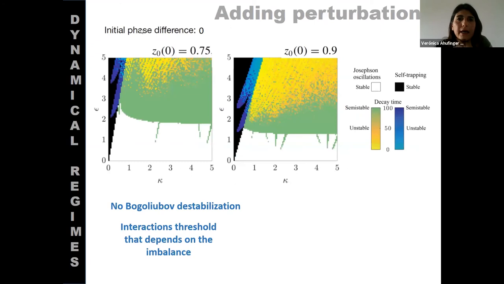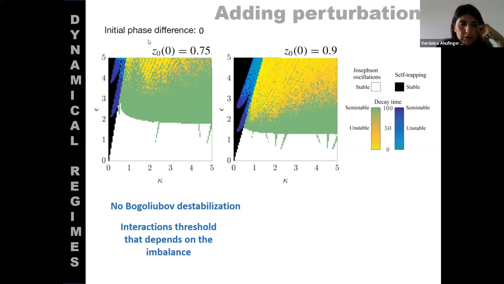So here, when the phase difference is equal to zero, we are close to the symmetric stationary state, and we know that this is stable. But here we are considering an initial population imbalance, in fact quite large, and we are adding these perturbations. And what we see is that the Josephson oscillations become unstable above a certain interaction threshold. Remember that the interaction is the term that couples the different orbital angular momentum states. So it is just the role of the interactions that induces this instability. Okay, thanks.